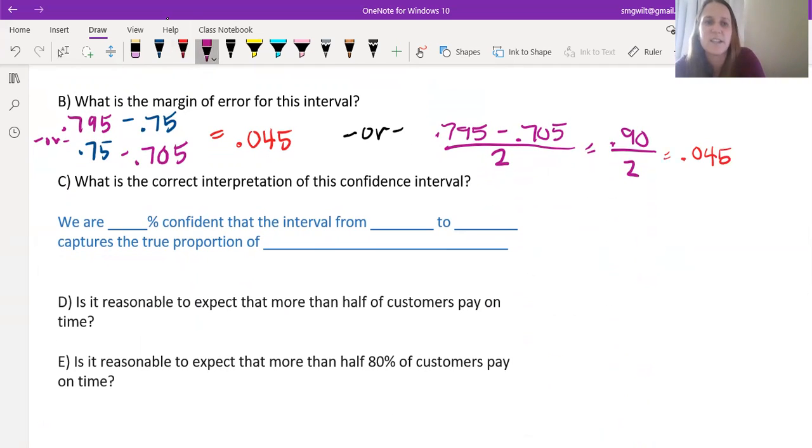Let's add a 0 here, sorry. So it's 0.090, and then 0.045 when I divide that by 2.